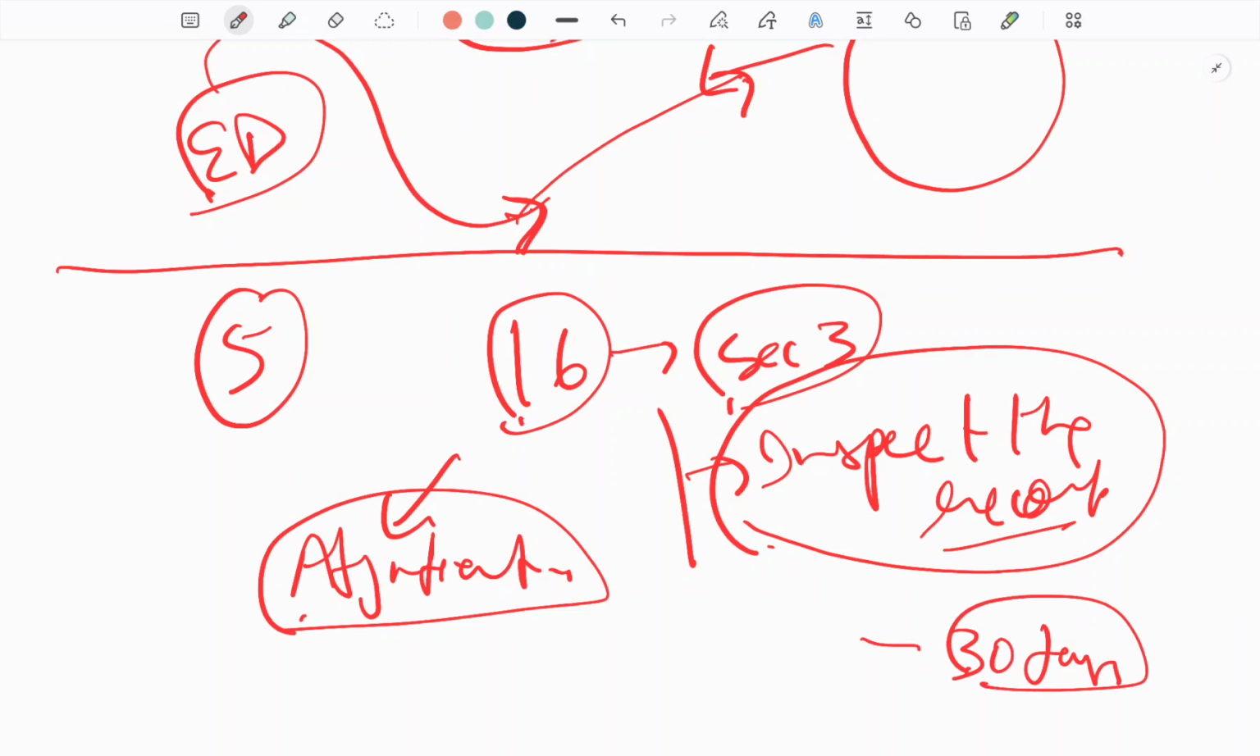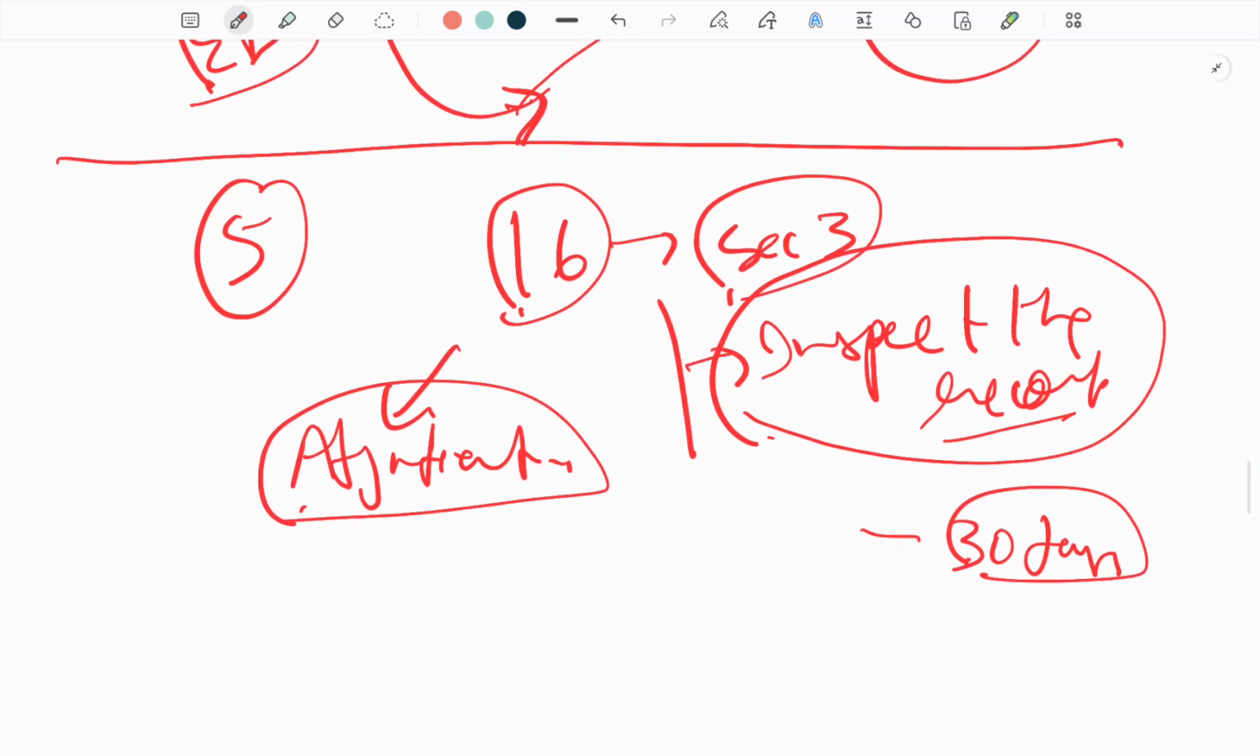If they have seized the record or the property because they find that the person has committed an offense under section 3, then they have to immediately inform the adjudicating authority with regard to such seizure, and within 30 days they have to make an application to retain that seizure for a further 365 days.